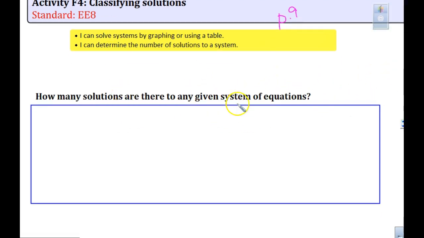So when we look at a system of equations and it says how many solutions, one possibility is that there is one, please write down one solution. One solution when you graph is that point of intersection. So one solution is the point x comma y where the two lines intersect.